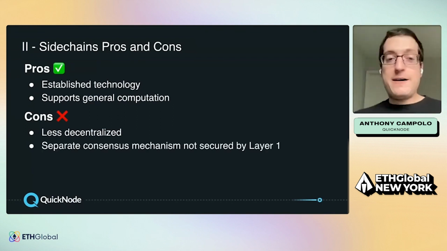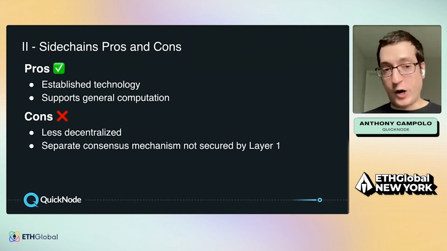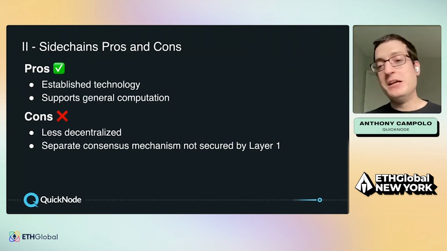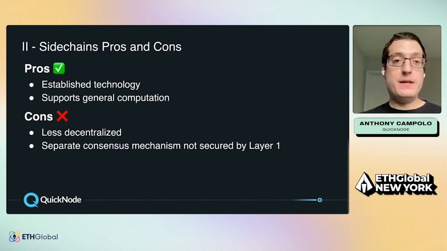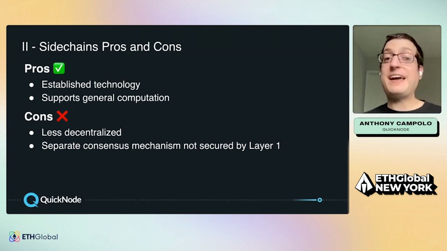It also will have a separate consensus mechanism that is not secured by the layer 1. And this is important if you're maybe trialing a brand new consensus mechanism that is not used by Ethereum. If that consensus mechanism happens to be faulty or has a bug in it, that could be a huge issue, because then you can't really rely on that sidechain or that layer 2 to do what you expect it to do if it doesn't have a sound consensus mechanism.